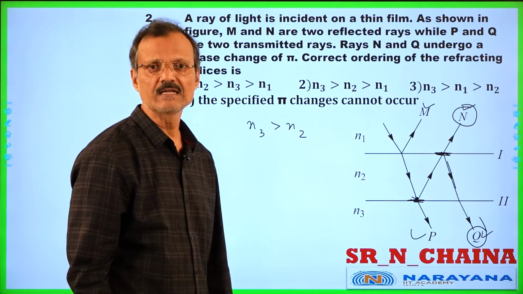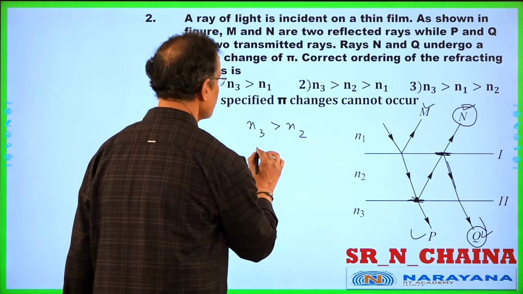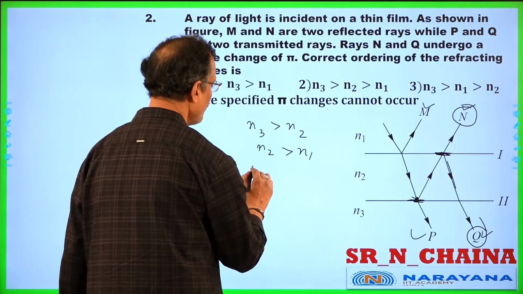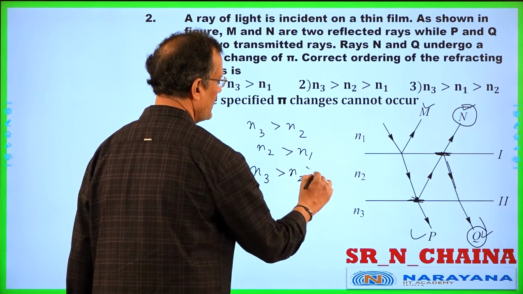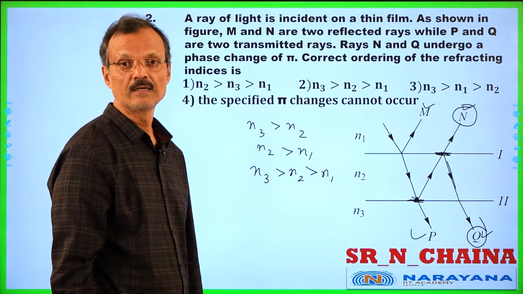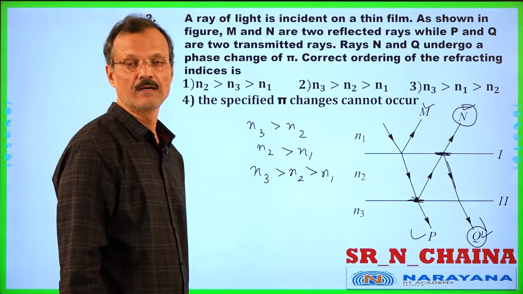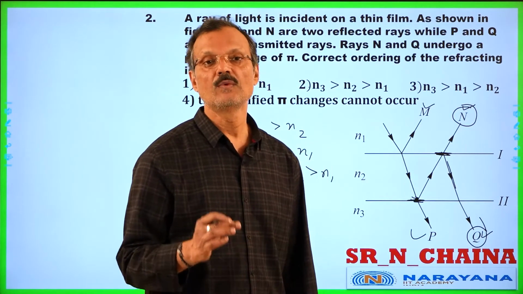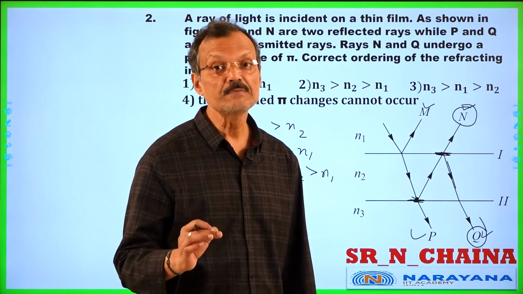It means that N1 is less than N2. It means N2 is greater than N1. Your final answer, N3 greater than N2 greater than N1. Are you understanding this? Always remember, phase will be changed only when reflection occurs from a surface backed by denser medium.